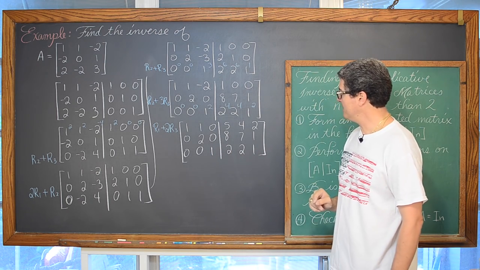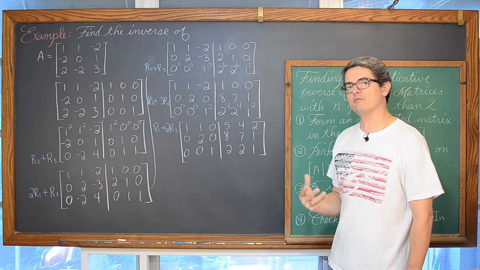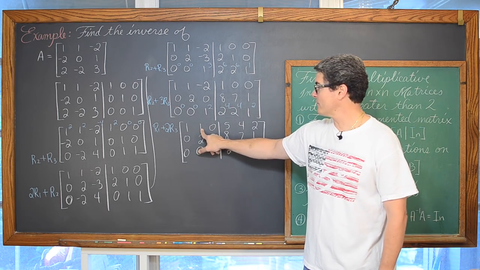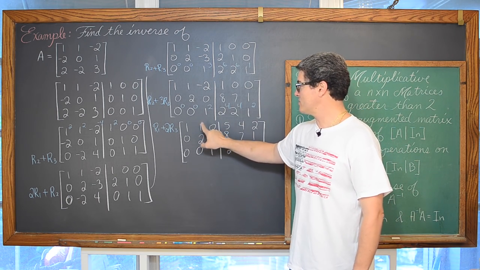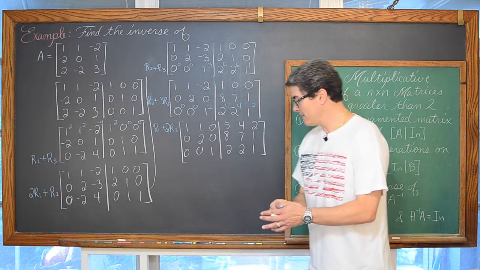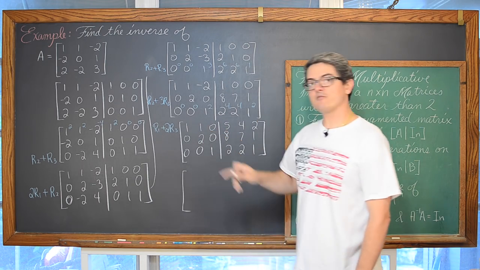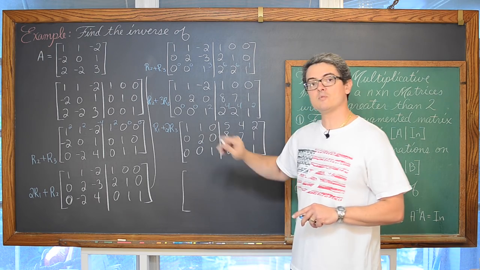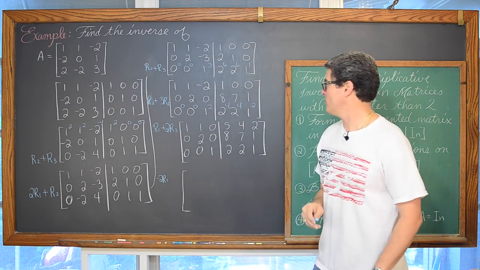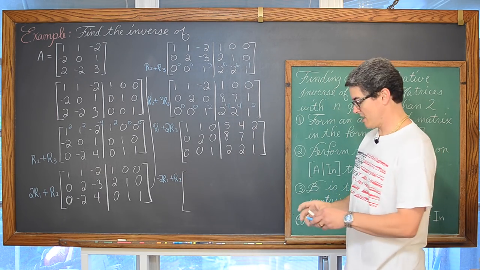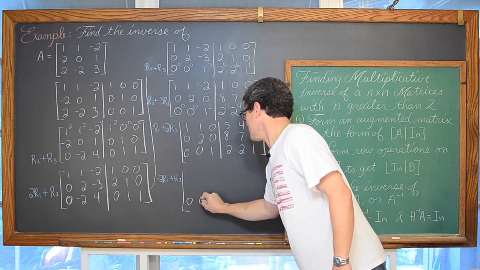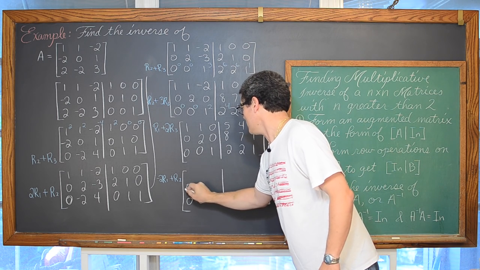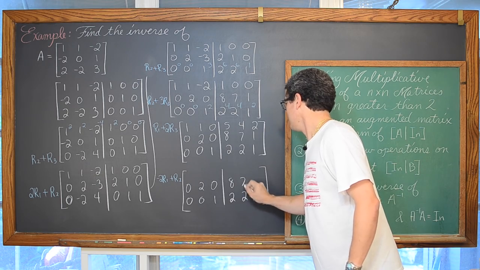Now, I have got my 1 down here that I need. I got a 2 here. I can divide by 2, but I don't want to create any fractions before I absolutely need to. So we're going to make that second element in the first row equal to 0 by making it equal to negative 2 temporarily so I can add it with the positive 2 and get 0. So on this next row of work, we are going to change that first row again. We're going to do negative 2 times row 1 and add it with row 2. Everything else is going to stay the same, so let's get that copied down. Last row, 0, 0, 1, 2, 2, 1. And the second row is going to stay the same for now, 0, 2, 0, 8, 7, 1.